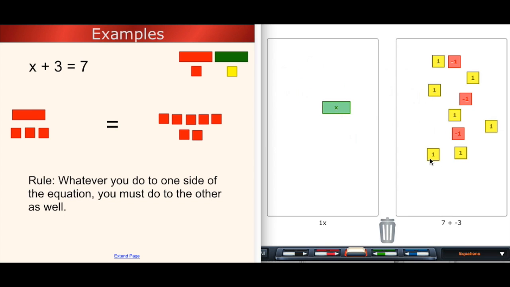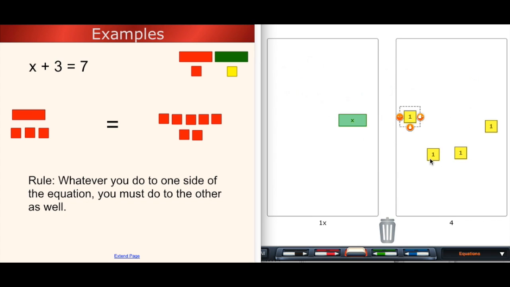Now, I'm going to clean up this side over here, because notice the expression says 1x on the left, and I've got this 7 plus -3 over here. So I can simplify by matching up our 0 principle, which is making zeros wherever we can. And now I've got a situation where I have 1x is the same as 4 ones.